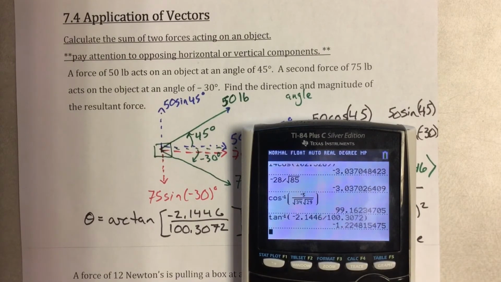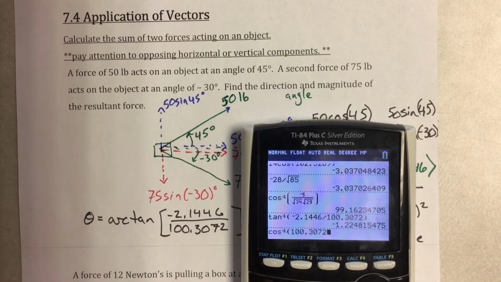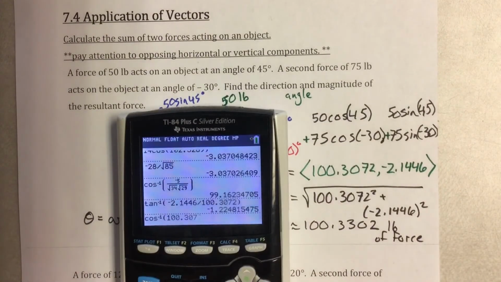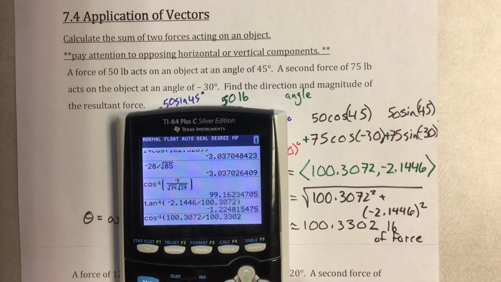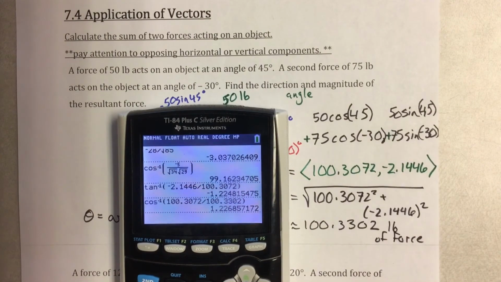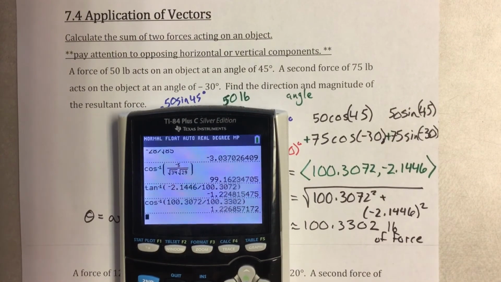All right, and with that, let's say if I did the arc cosine. So arc cosine of the horizontal component, dividing that by the magnitude, gives us positive 1.268. So it's interesting that from one we're getting a negative angle measure, and for the other we're getting a positive angle measure.